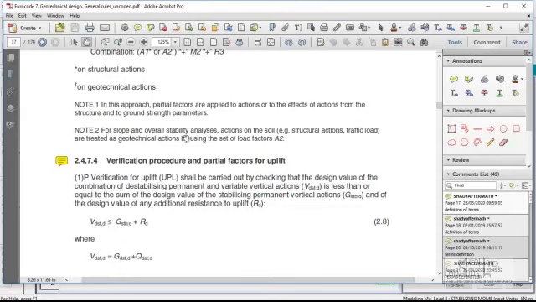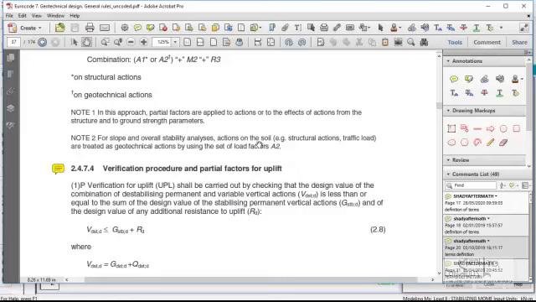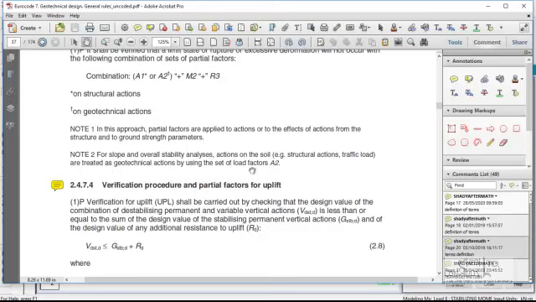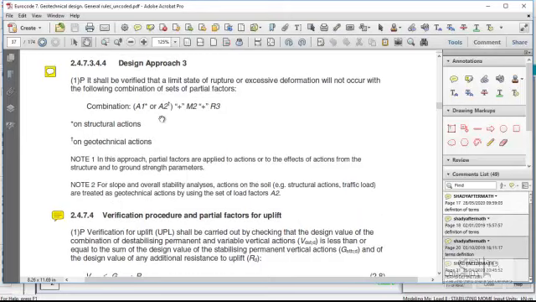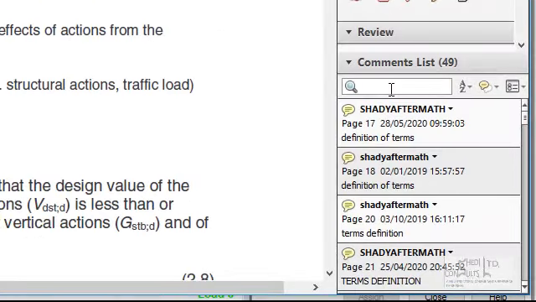Now for slope and overall stability analysis, we want to look at the stability against sliding. Actions on the soil, such as traffic load, we provide surcharges. Okay, we are referring to lateral loads now. Structural actions are treated as geotechnical actions by using the set partial factor of safety of A2. So we are looking at the stability against sliding. We want to ensure that the lateral forces that are providing sliding forces do not exceed the resistance of the soil. So we need to go and get the partial factors of safety.